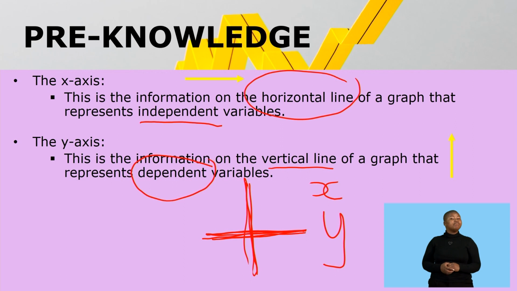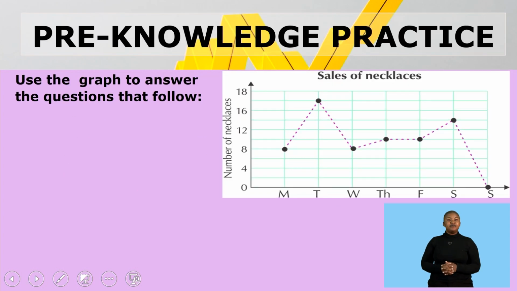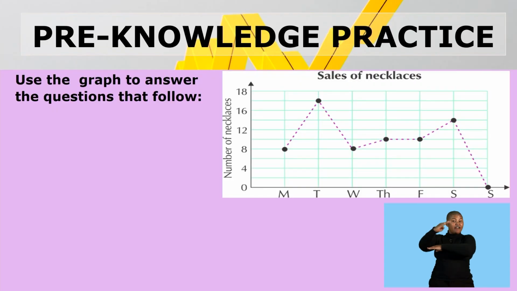And if I need to remember what is independent and dependent, independent is the x. After a relationship is broken up, the x moves on, and you keep on asking why. And that is then dependent. So I depend on my x, and that's another way of reminding yourself what is dependent and independent. Let's look at some questions. Use the graph to answer the questions that follow.